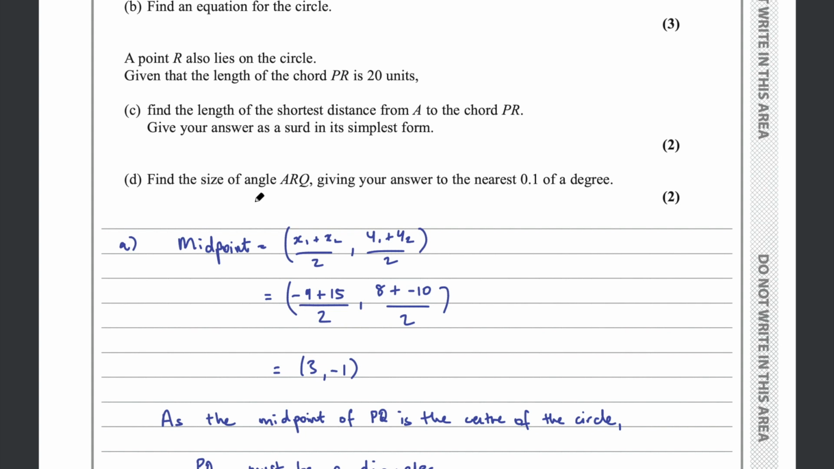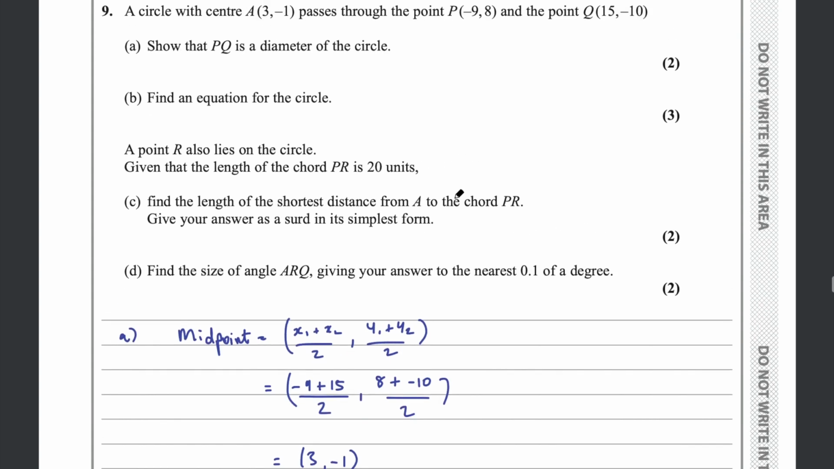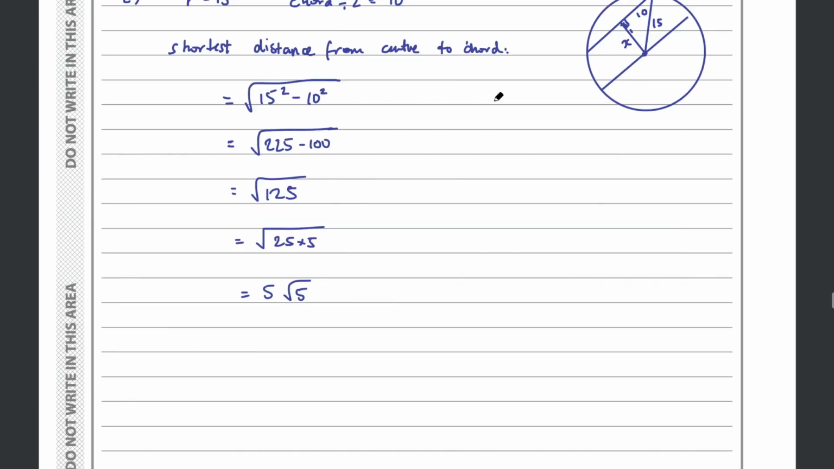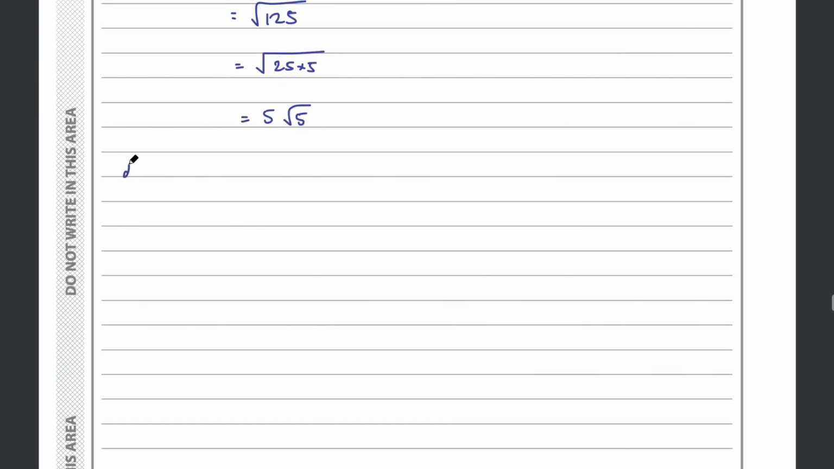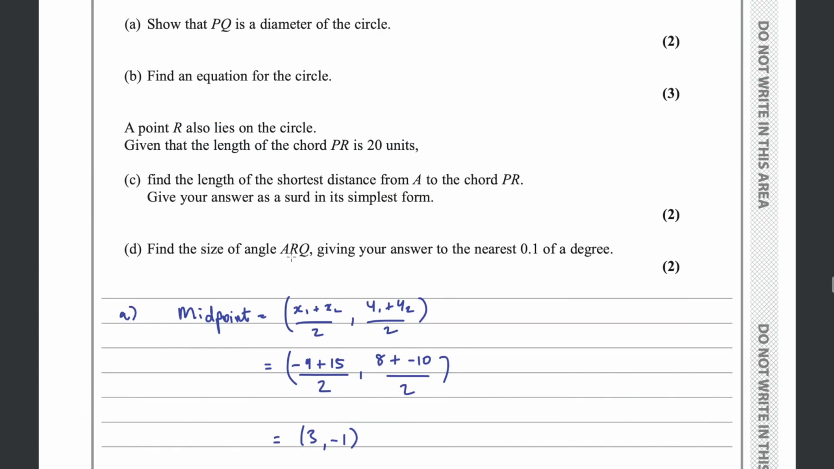Part D says find the size of angle ARQ, giving your answer to the nearest 0.1 of a degree. Okay, my brain is crying out for a diagram here to picture what this angle is. So I'm going to draw a bit of a diagram for part D. Okay, so nice big circle, and we're looking for ARQ.